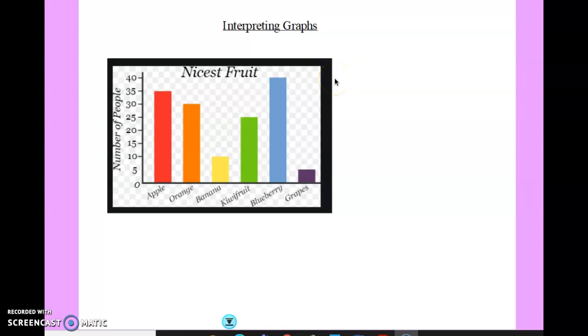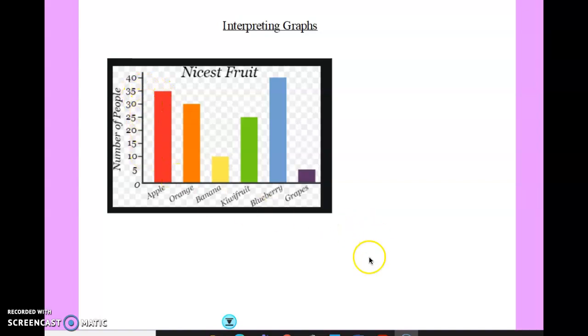Okay, we're going to have a look at graphs today then. So we're going to start with bar graphs. Okay, this is your most basic kind of graph, a bar graph in this form, where you have a bar for each different category. For example, apple is one category, so you have one bar for that that goes up to whatever number it's going to represent.